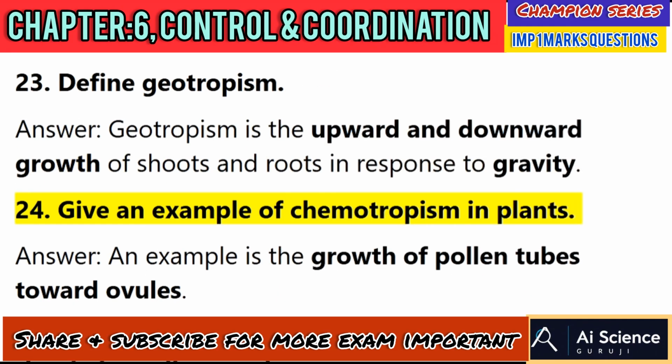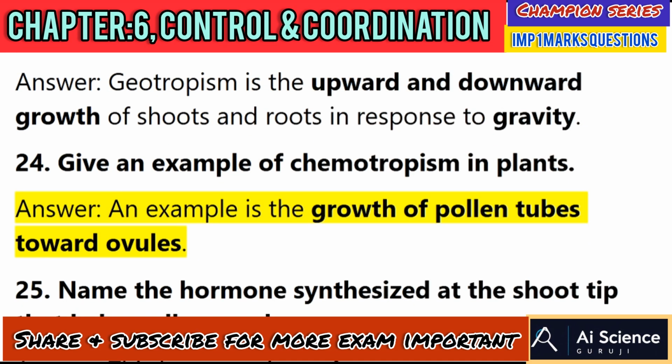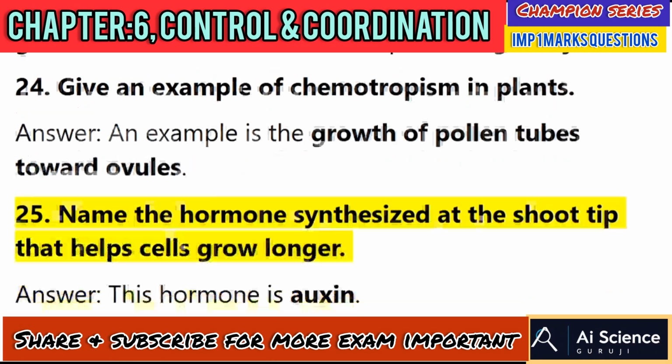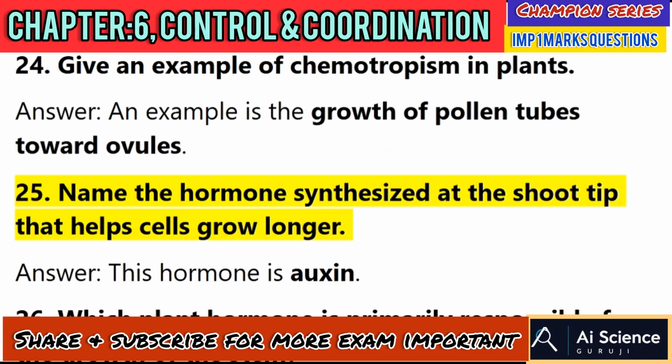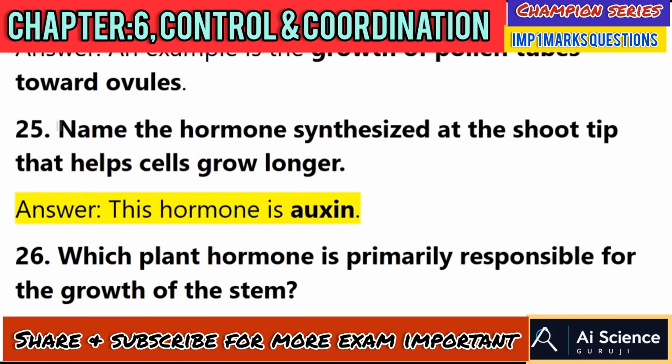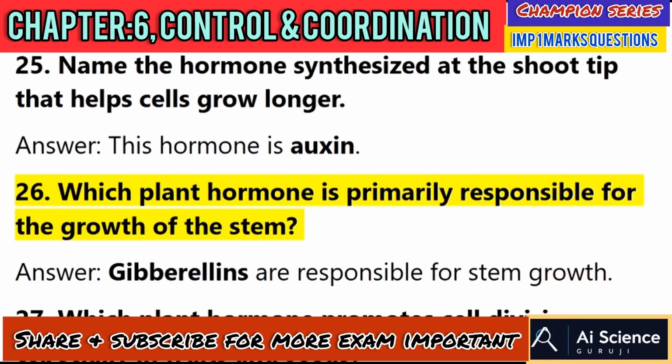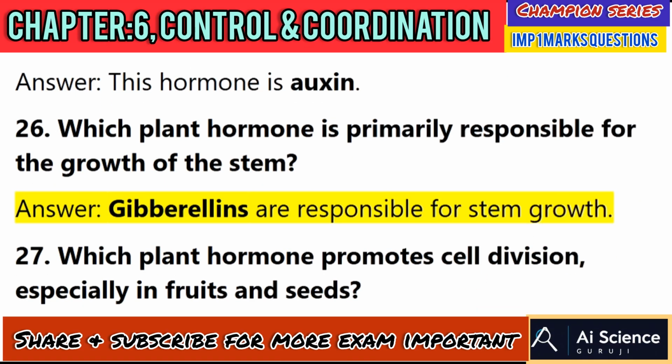24. Give an example of chemotropism in plants. Answer. An example is the growth of pollen tubes toward ovules. 25. Name the hormone synthesized at the shoot tip that helps cells grow longer. Answer. This hormone is auxin. 26. Which plant hormone is primarily responsible for the growth of the stem? Answer. Gibberellins are responsible for stem growth.